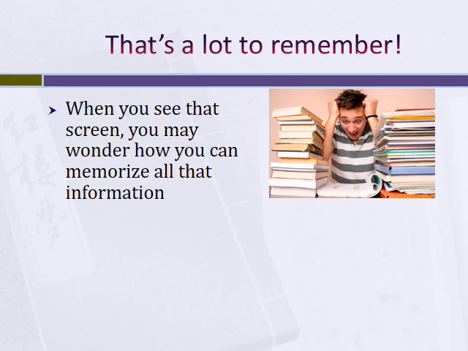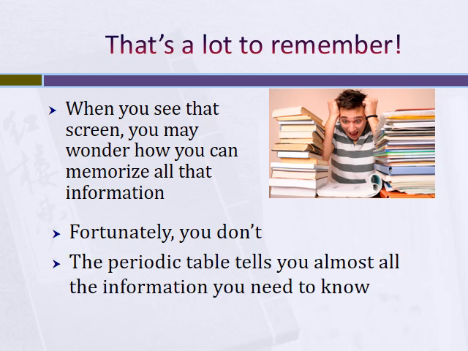Now that seems like a lot of information, but you don't have to memorize all of it. The crib sheet that you get is the periodic table, and we will show you how you can get all the orbital information that you need on that periodic table. We talked about it a little bit at the end of the last lecture. We'll go through it more in depth now.